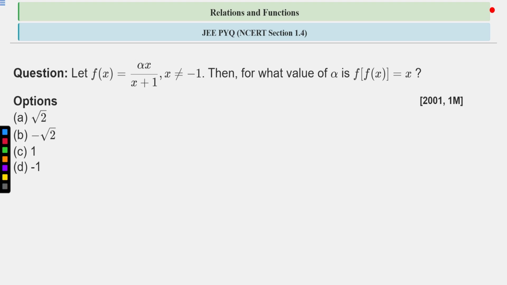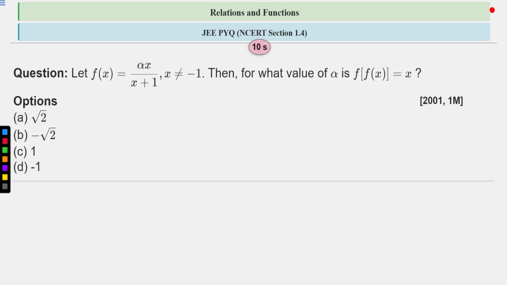So we need to find the composite function, and we know how to find it, because f(x) is given and we need to find f of f(x). First we will replace x with f(x), in both the left-hand side and right-hand side. After that, by simplification, we can easily find f of f(x), and we will equate this equation with x, and after solving that we can easily find the value of alpha, right?